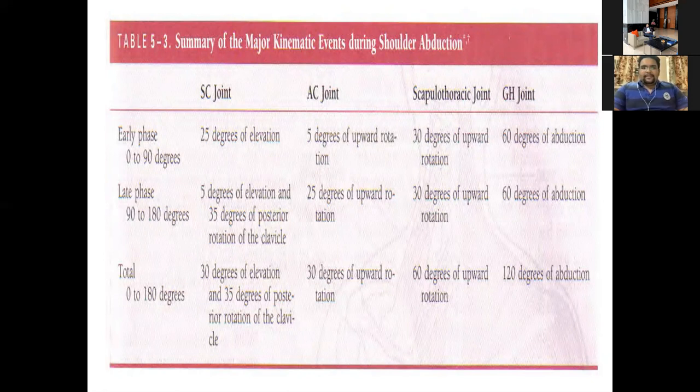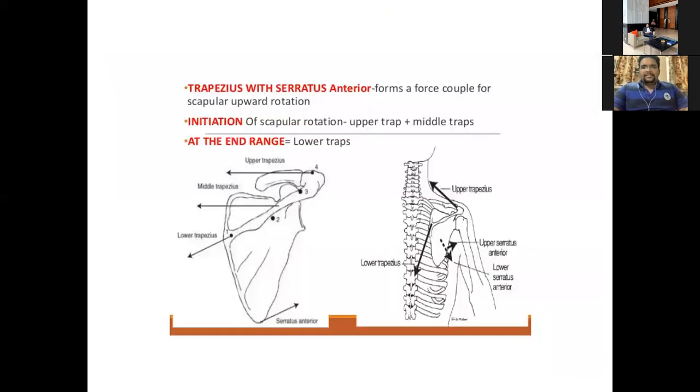Again, it is showing that 5 degrees of elevation occurs at the SC joint and 25 degrees of upward rotation occurs at the AC joint. That is a total 30 degrees of upward rotation from the ST joint and the rest 60 degrees from the GH joint, causing again 90 to 180 degrees abduction of the arm. Now you must have noticed that I have not mentioned this 35 degrees of posterior rotation of the clavicle, because now I am going to explain how this is occurring.